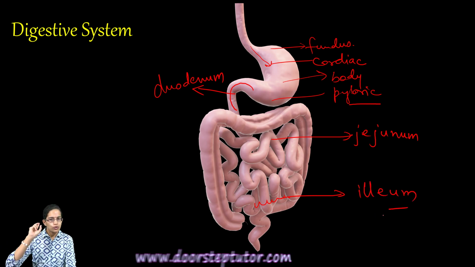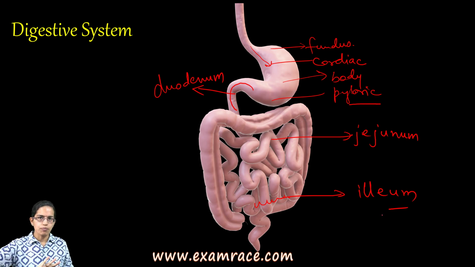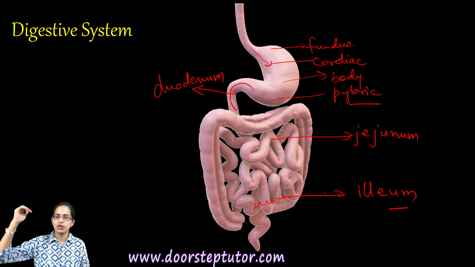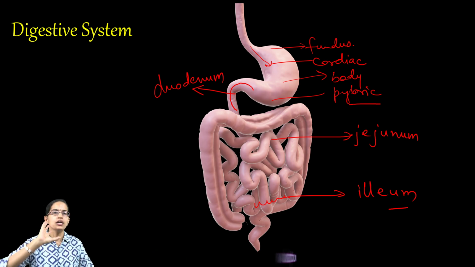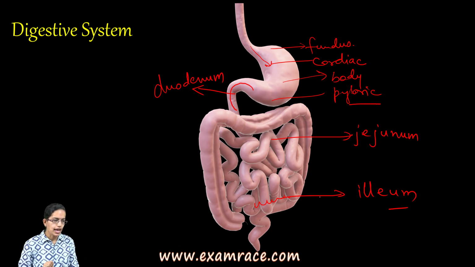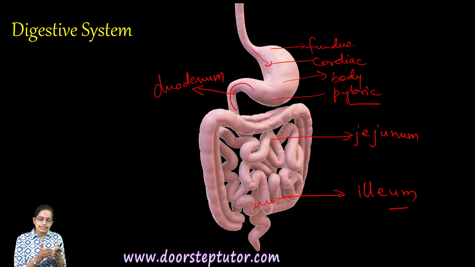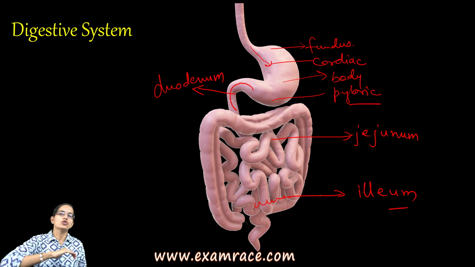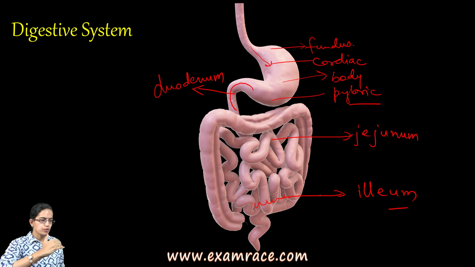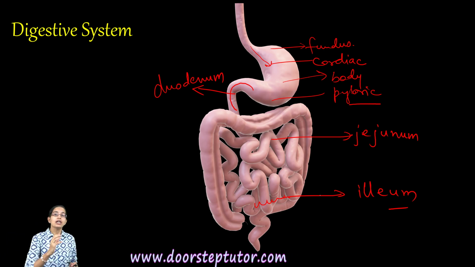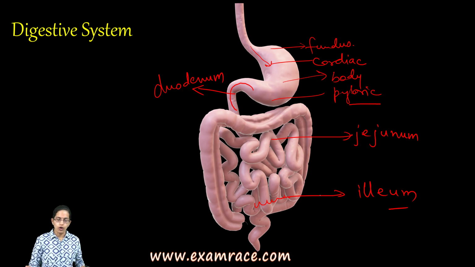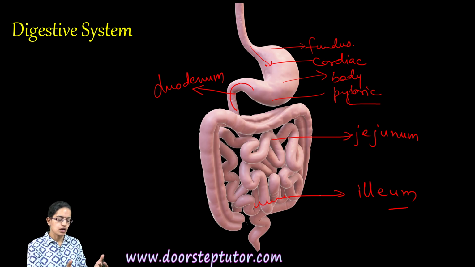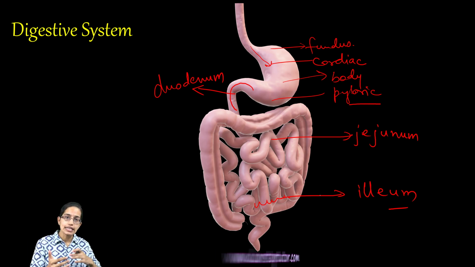So stomach is divided into 4 components: fundus, cardiac, body and pyloric. Cardiac is the section where you have the esophagus that opens. Fundus is filled up with air and gas, and the next is the small intestine where the absorption actually starts. So the first portion is the C-shaped portion which is known as duodenum. It is the broadest among all. Then you have jejunum which absorbs most of the material, and finally ileum.